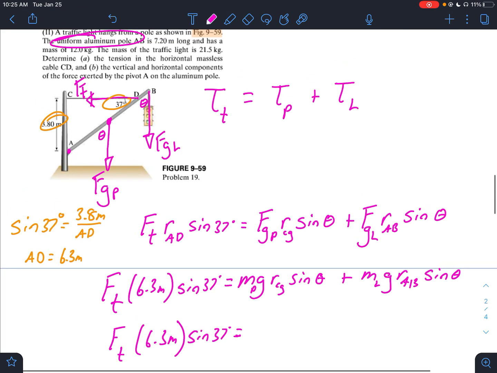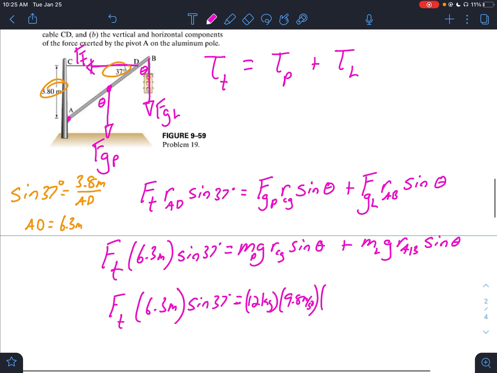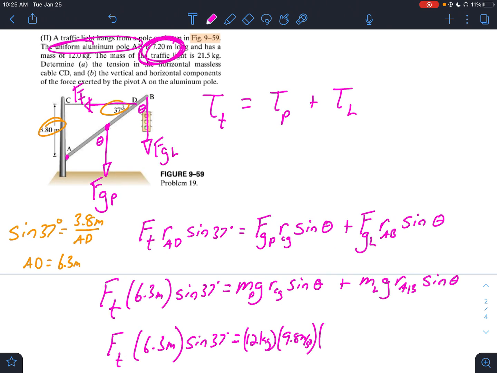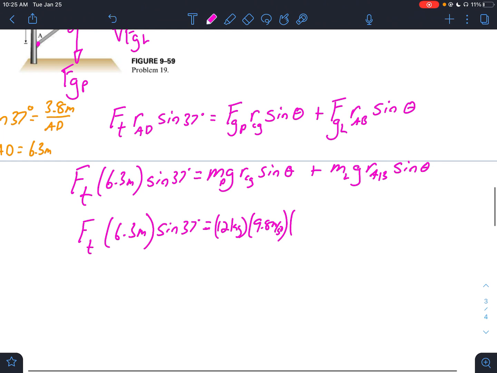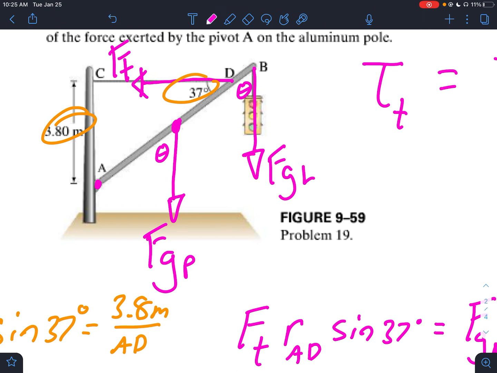So we have the mass of our pole, which is 12 kilograms. G, I'm going to use 9.8 today. Radius CG, so center of gravity of our pole. So if the pole is 7.2 meters long, half of that is 3.6. And sine theta. So let's look at where to find these angles. So what we're actually looking for is the components of gravity that are causing our pole to rotate in that direction.